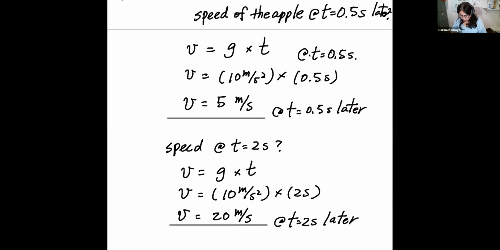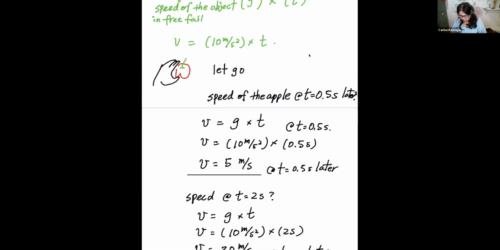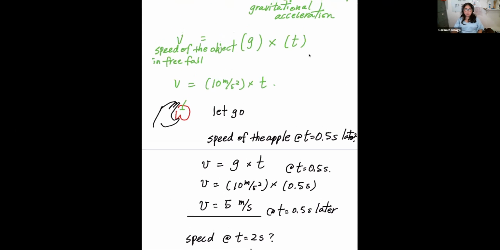So that's the relationship of the speed and a constant acceleration. When you have a constant acceleration, speed picks up each second with that constant acceleration. And when the object is in free fall, the acceleration is always 10 meters per second squared for any object. It could be an apple, a bowling ball, an elephant, or you. Anything that's in free fall has the acceleration 10 meters per second squared.